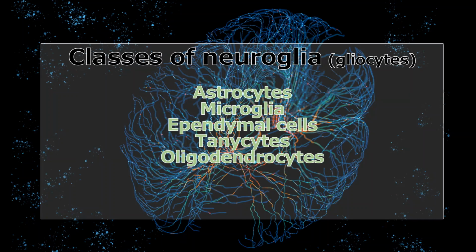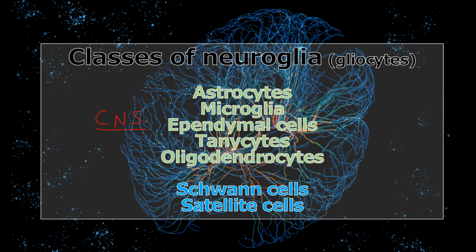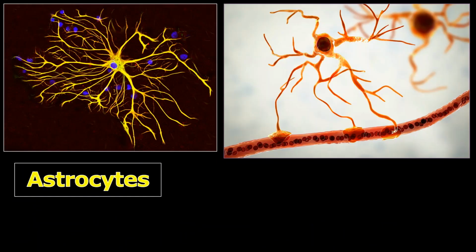These will all be specifically found in the CNS, that is the central nervous system, that is the brain and the spinal cord. If you get outside or beyond the brain and spinal cord, you may see cells like Schwann cells or satellite cells, but you again would only find these in the peripheral nervous system, the PNS. So let's take a look at some of the structure and function of these glial cells, starting with the astrocytes first.